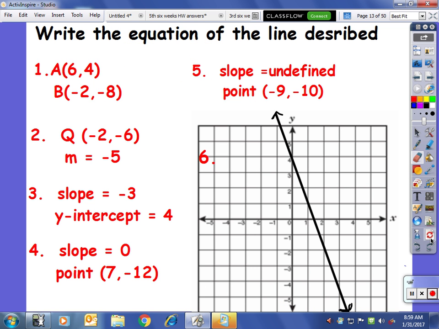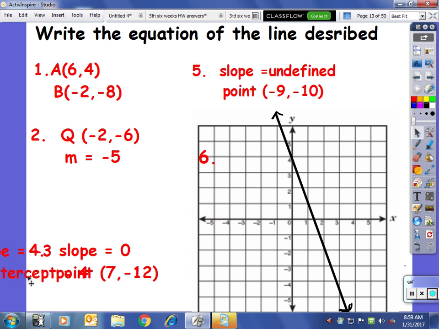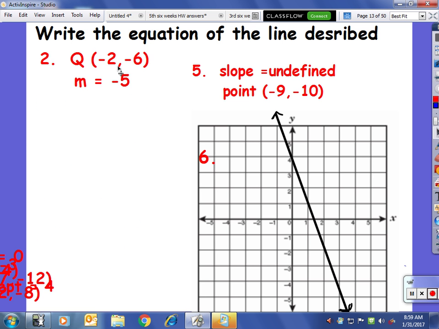So tomorrow on your quiz, I'll probably give you several questions where you are given 2 points and you got to find the equation. How do you feel about that? Okay, number 2, I kind of did one step for you. I saved you a step. What step did I save you? Yeah, I gave you the slope.